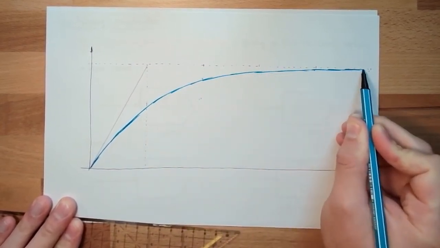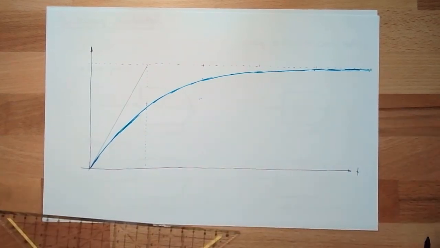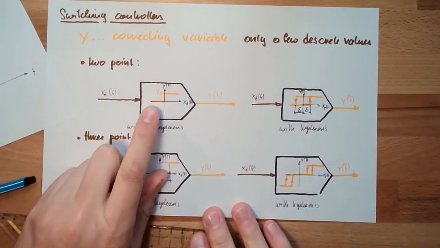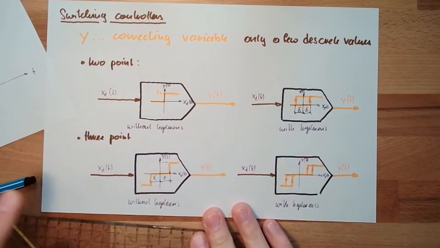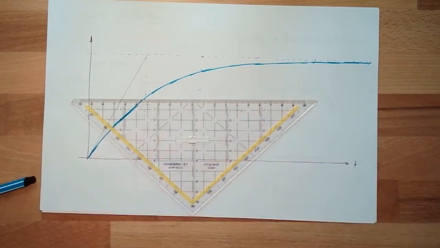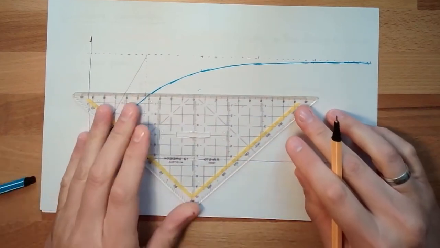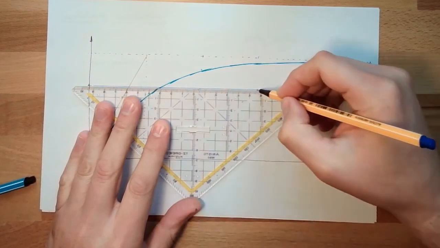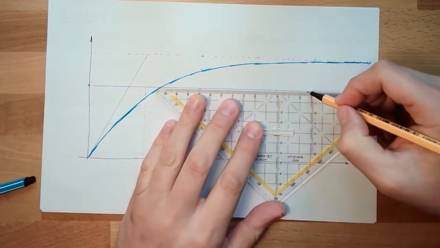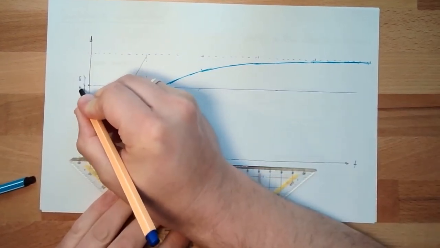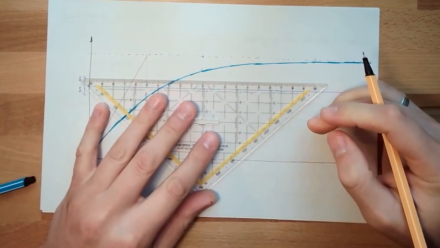We know this PT1 behavior. However, we also know the behavior of our switching controller. So if there is a wanted value, let's say our reference value is somewhere here. This is our reference value. Here we want the controller to stop controlling. Then we do have hysteresis. We have here this delta and here this delta. These will be the switching points.